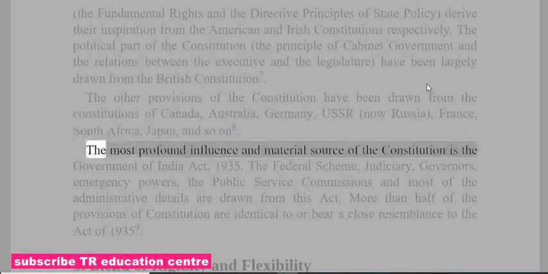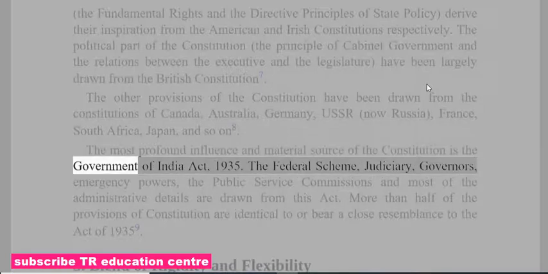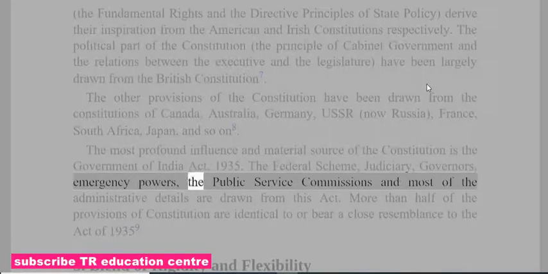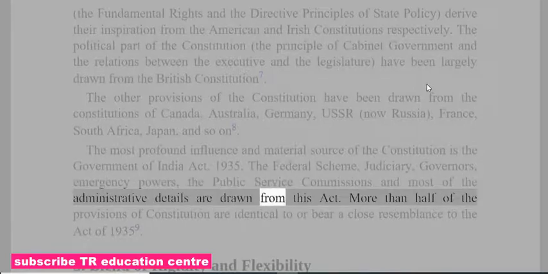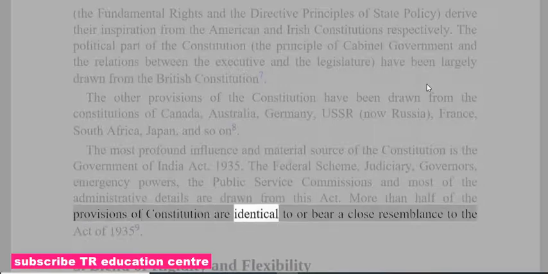The most profound influence and material source of the Constitution is the Government of India Act, 1935. The federal scheme, judiciary, governors, emergency powers, the Public Service Commissions and most of the administrative details are drawn from this Act. More than half of the provisions of the Constitution are identical to or bear a close resemblance to the Act of 1935.